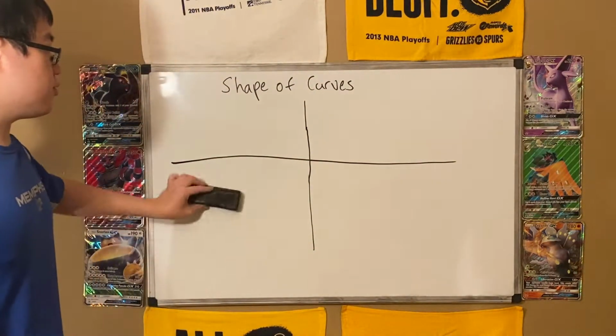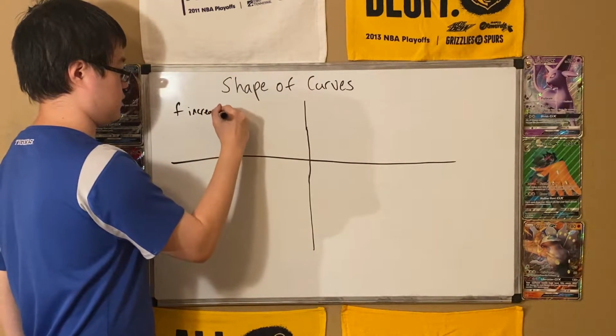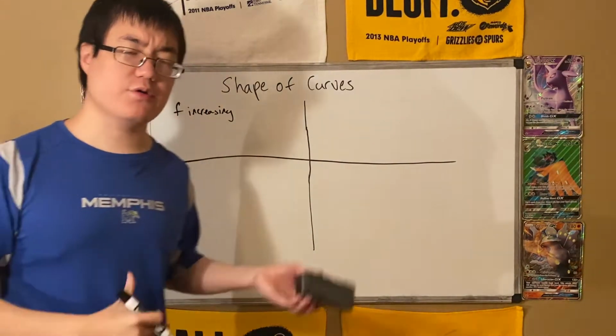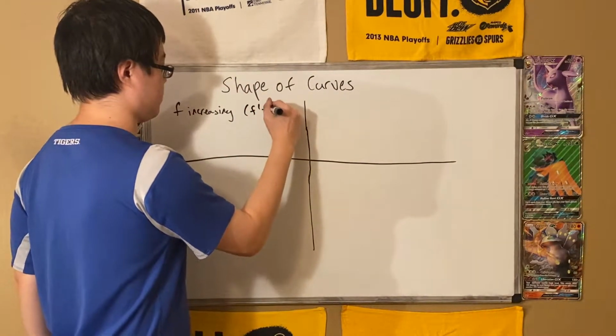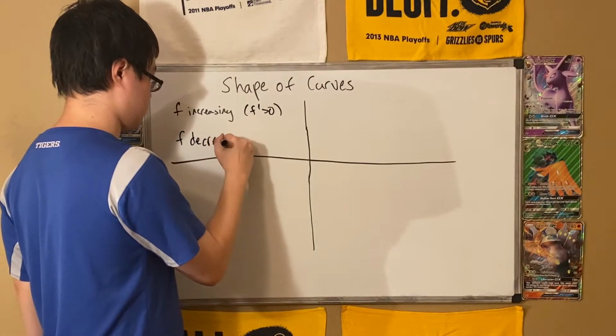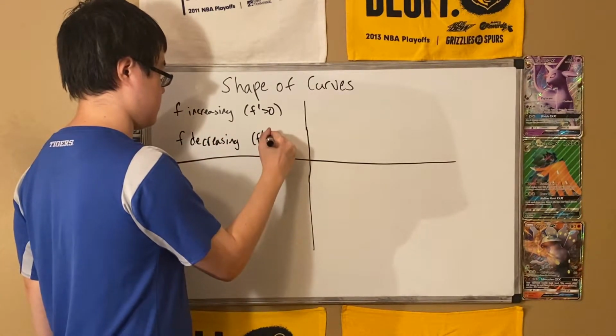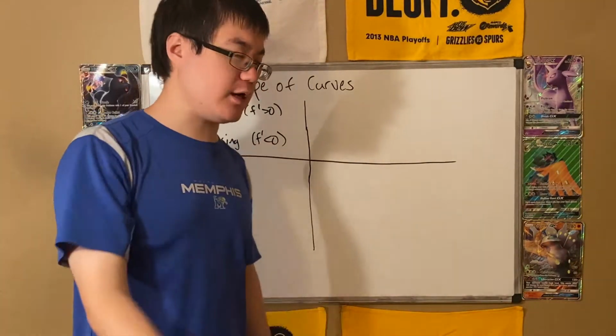So, first rule, most basic rule: where is f increasing? You have to know your rules very well. Where is f increasing? Well, that's when f prime is positive. Where is f decreasing? That's when f prime is negative. Basically, you're going up if you have positive slope, you're going down if you have negative slope.